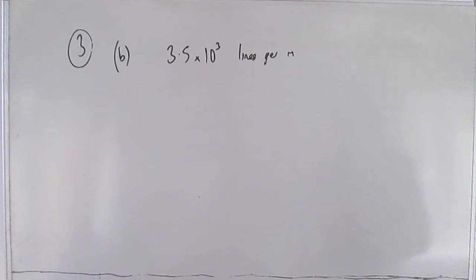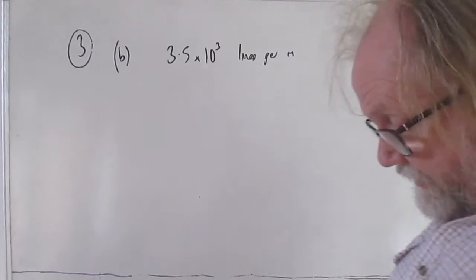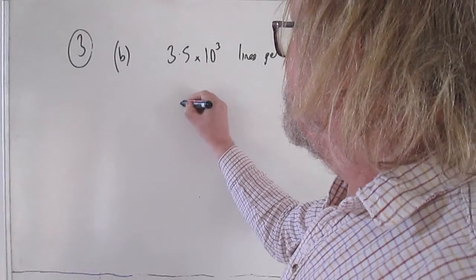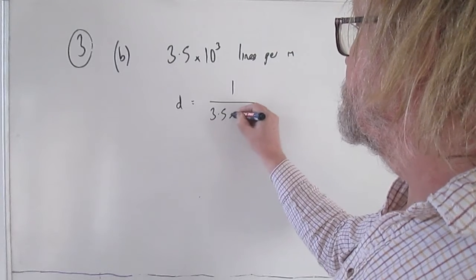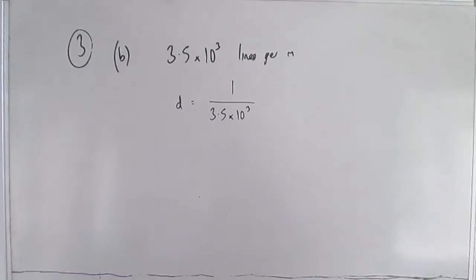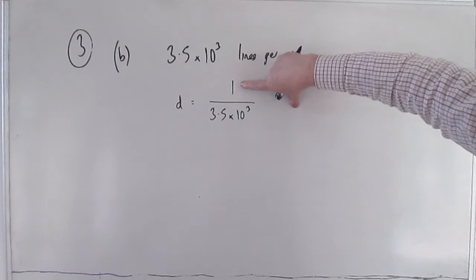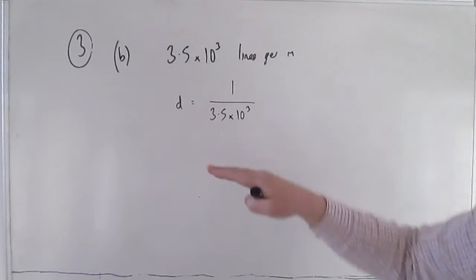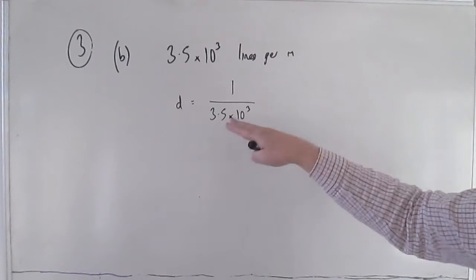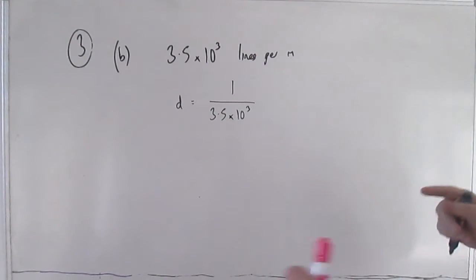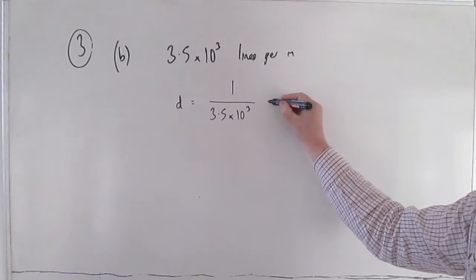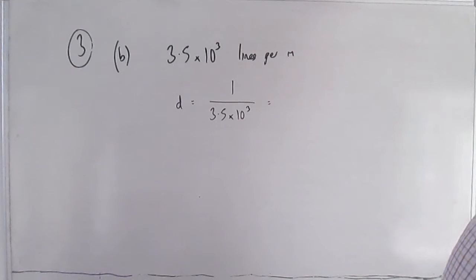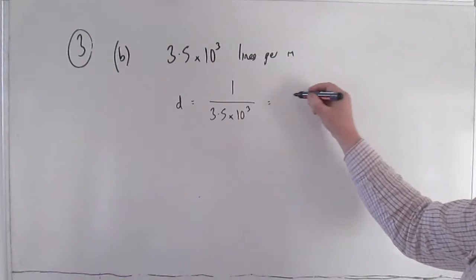So part B just wants to know, if you've got that many lines per metre, what the spacing between each individual line is. So basically you can see that's just given by that the spacing, which is d, is equal to 1 over 3.5 times 10 to the 3. Because if your total width is 1 metre and you've got that many lines in it, then each one of them must be 1 over 3.5 times 10 to the 3, as it were, that fraction of it. So it's just 1 over that, which comes to 2.86 times 10 to the minus 4 metres.